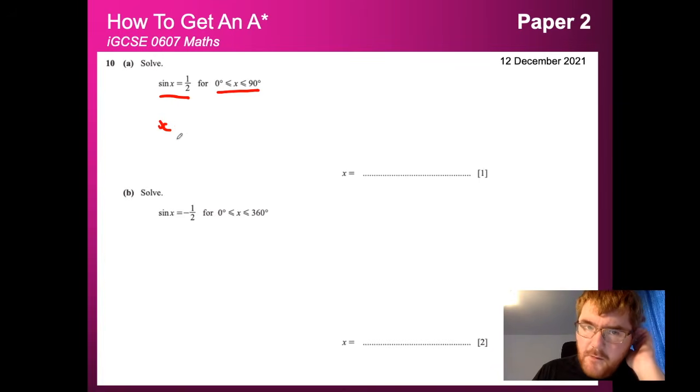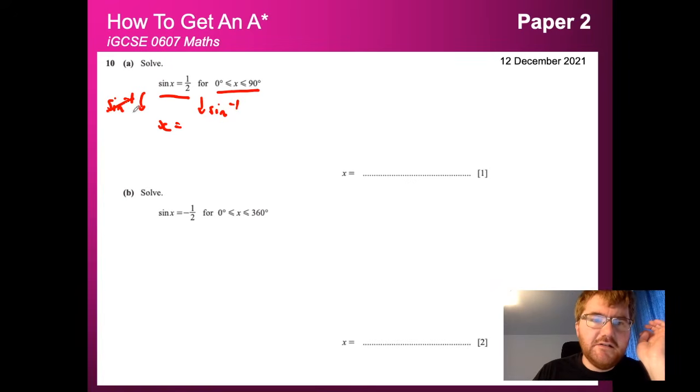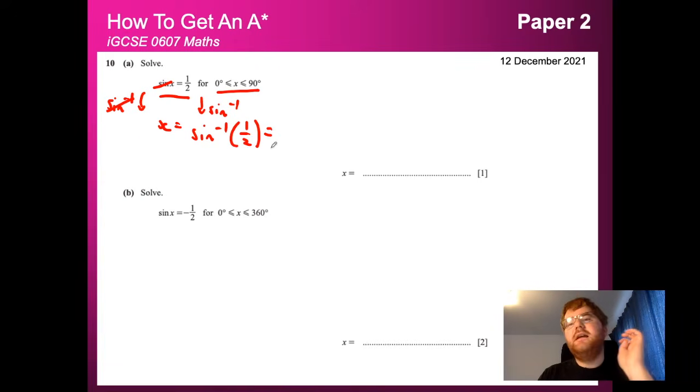So what's the opposite of sining something? Well, inverse sine, so sine minus 1, as some people call it. We do the same to both sides, so this cancels here. So we get sine inverse of a half. Now this is one you need to be able to recognize. So this is what we call an exact value question. So what do I mean by exact values?